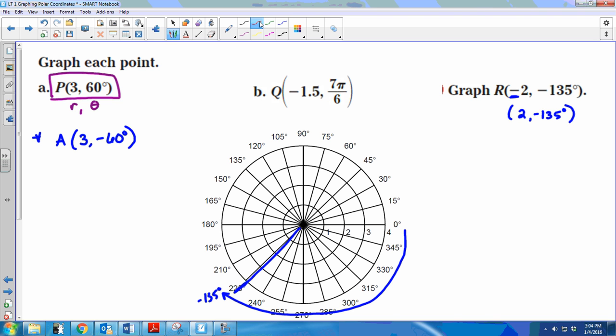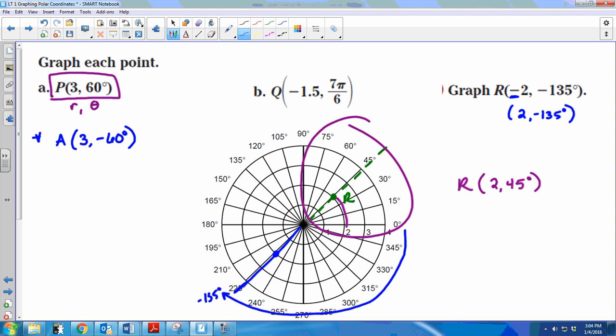Our distance is 2, so I put a point at 2 if this was positive. Now again, it happens to be negative. So we extend the opposite ray and we put our point on 2 there. So that is where R is. Again, if you focus just up here, another name for point R would be 2, 45 degrees. That's another representation of that point.